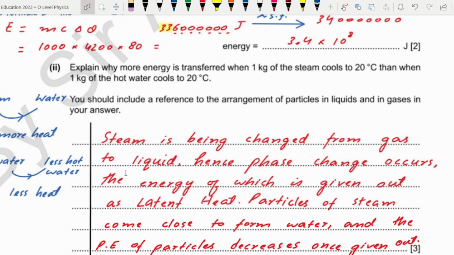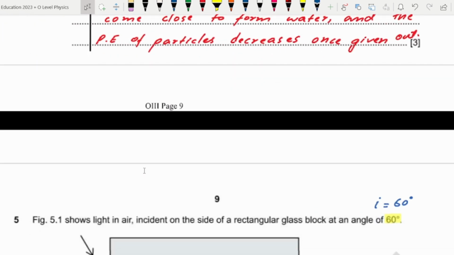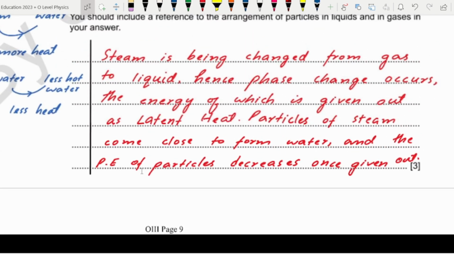Explain why more heat energy is transferred, or released in this case, when 1 kilogram of steam cools to 20 degrees Celsius than when 1 kilogram of hot water cools to 20 degrees Celsius. Now for this one, you have to think about it. When you have steam, you have to cool the steam to, let's say, water at 20 degrees Celsius.